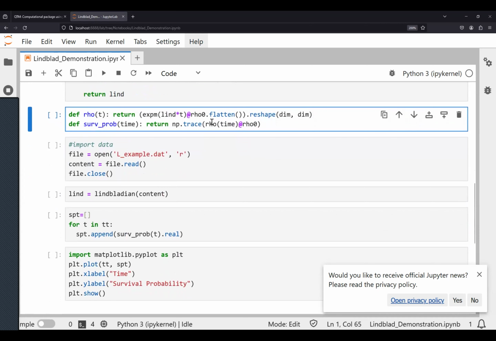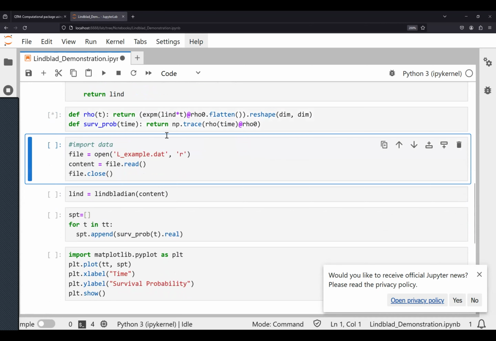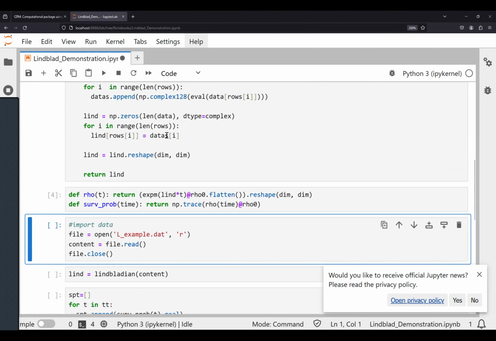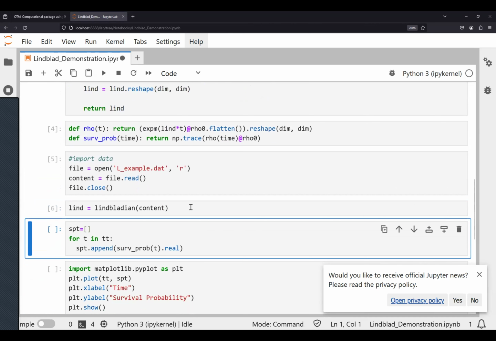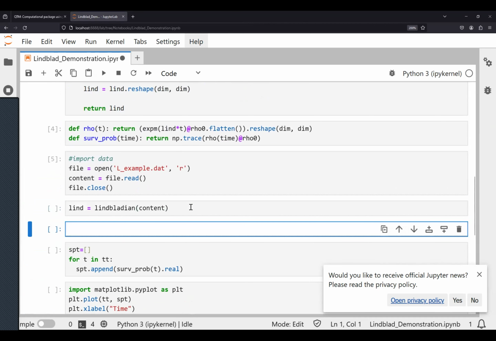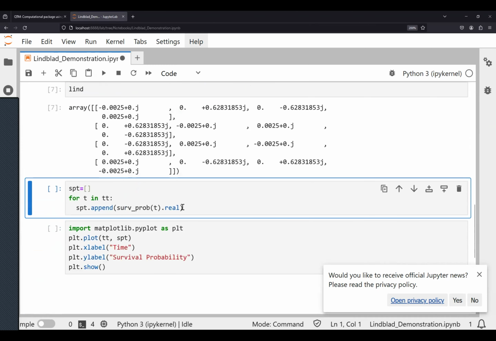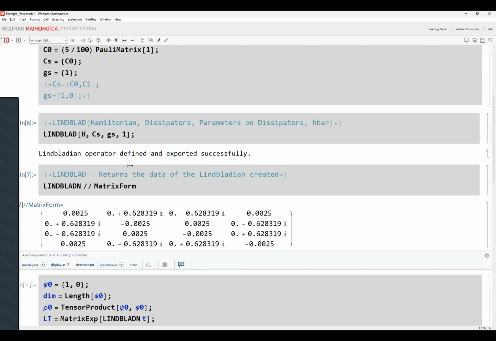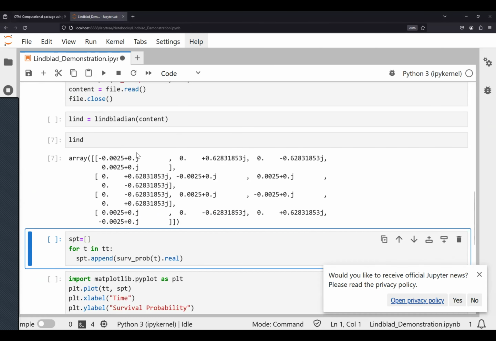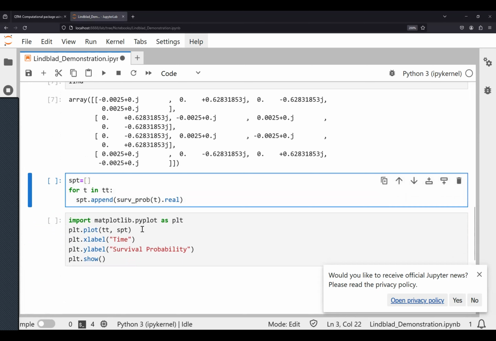And we take the traceable, of course. So we can run this as well. So we read the file and then we can create the Lindblad again, and I can show you what the matrix looks like here. This is what it looks like. It's not as readable as Mathematica, but you can see the first value is the same as the first value here, and so on. Next, we're going to calculate the survival probabilities.